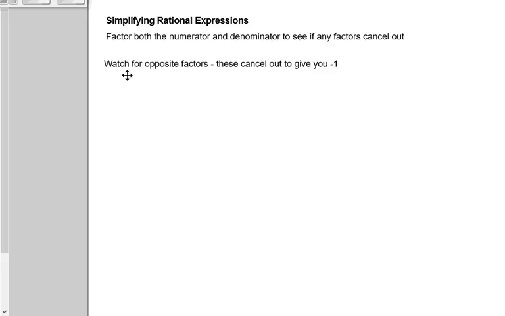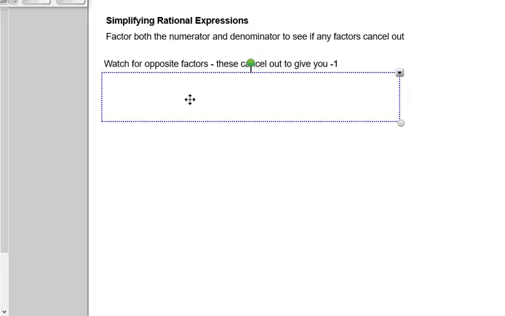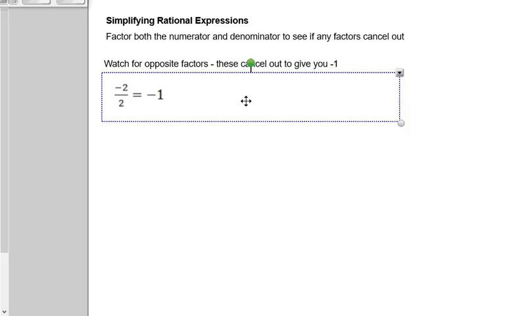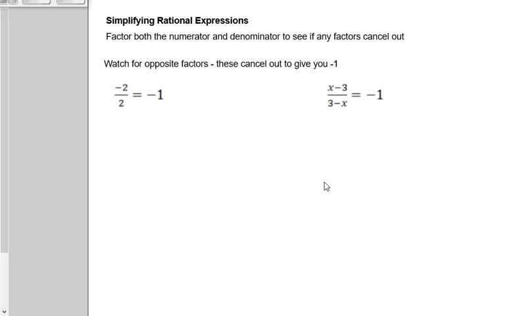When you're simplifying, what you have to be careful for is these opposite factors. Opposite factors are something that cancel out to give you negative 1. So, for example, negative 2 over 2 equals negative 1. These are opposite factors. Another example is x minus 3 over 3 minus x. When you simplify, again, you're going to get a negative 1 here. So you just have to watch out for that when you're working through your questions.